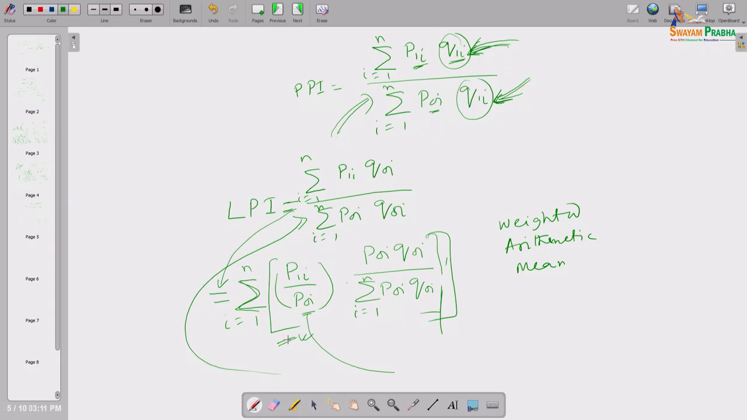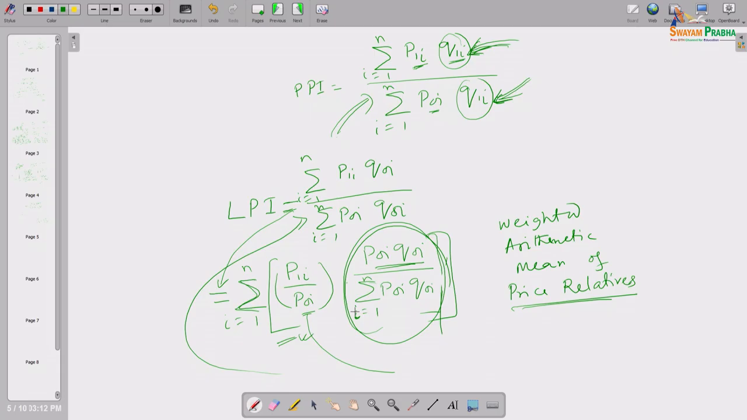But what is the weight? Weighted arithmetic mean of what? Of price relatives. The ith commodity's price relative is given the weight of the share of the ith commodity in the consumption basket. Because P0iQ0i is what? The ith commodity's total expenditure. And ΣP0iQ0i is what? When you are taking the sum over i, it is the entire consumption basket expenditure.